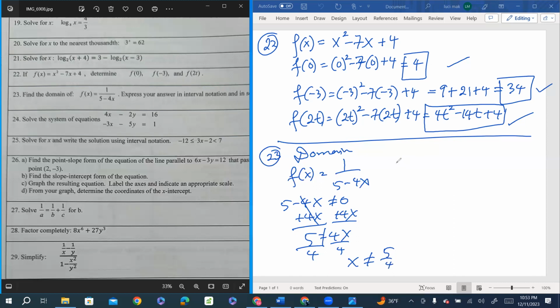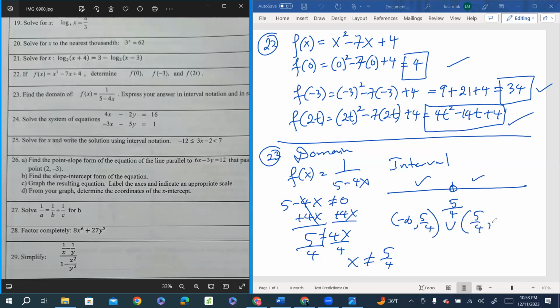So write this in interval notation first. If you have a number line, we should avoid 5 over 4. So this side is good, that side is good. So the first side is negative infinity to 5 over 4, union, the second side is 5 over 4 to infinity. Because we are putting the parentheses, we are skipping it over.